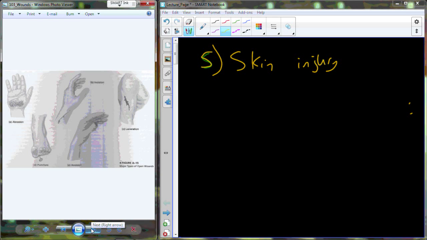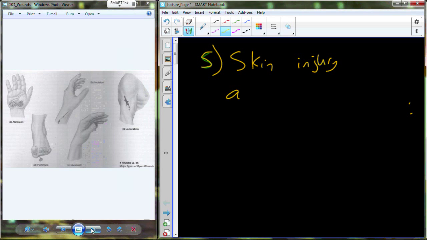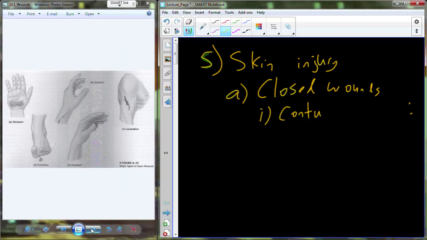All right, let's talk about skin injuries. There are two types of skin injuries that can occur: closed wounds and open wounds. Closed wounds, there's just one type I want you to be familiar with, known as a contusion. You might know them better as a bruise.